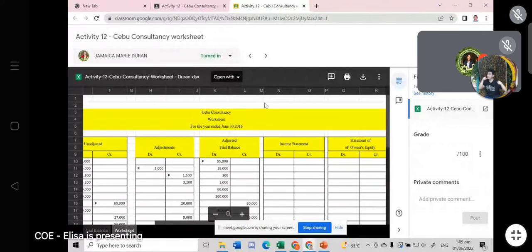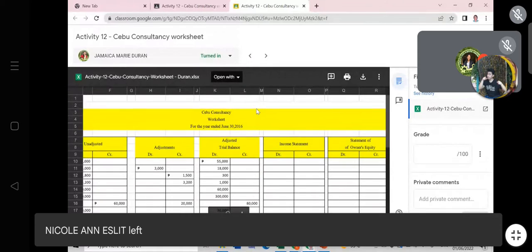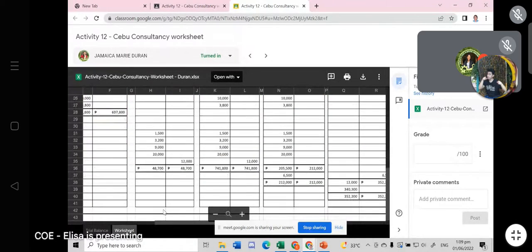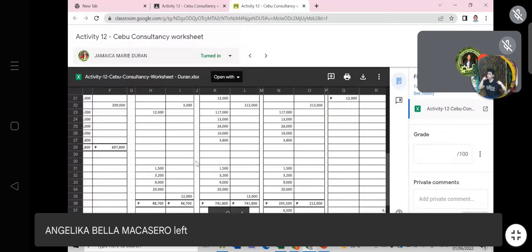Roughly, we will go through it. Okay, so you have your heading. So that's correct. Cebu Consultancy worksheet for the year ended 2013 and 2016. Okay, so let's go to your activity. So what is lacking here?